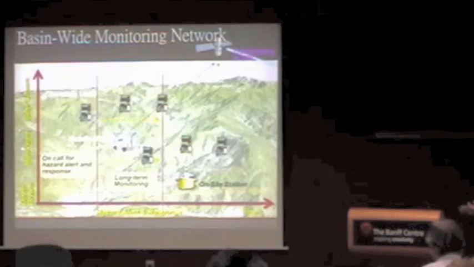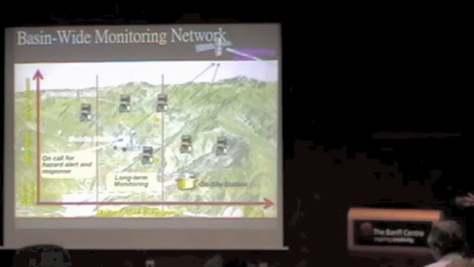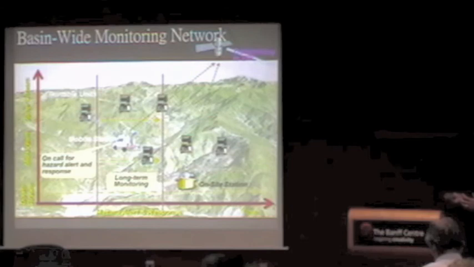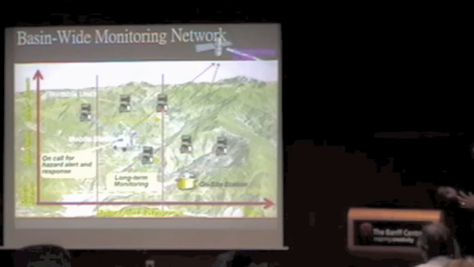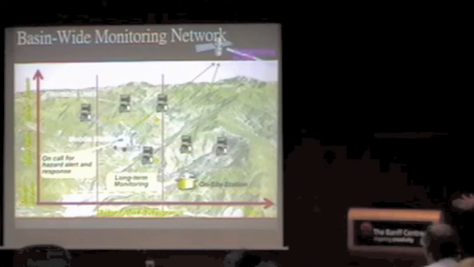So the new thought about a basin-wide monitoring network has been considered in Taiwan. We set up the on-site station in the downstream to monitor the debris flow, and then during the typhoon season we will dispatch the mobile station to the midstream, and then we have a new product called a portable unit that we set up in the upstream. All the sensor data can be transmitted to the mobile station and the on-site station, which transmits the sensor data to the response center.